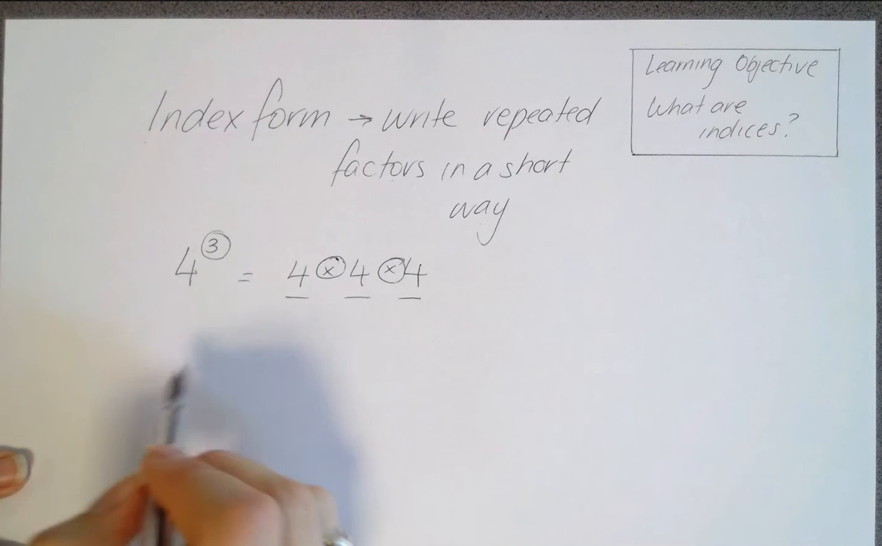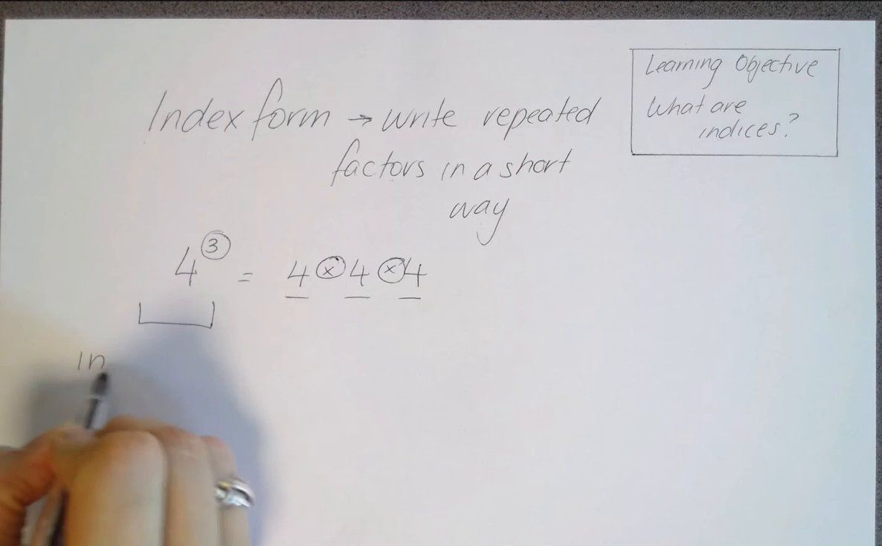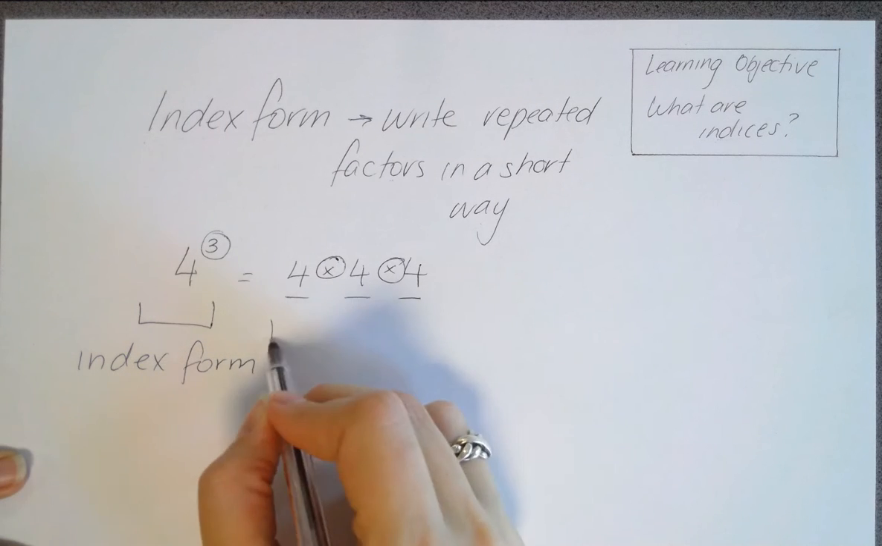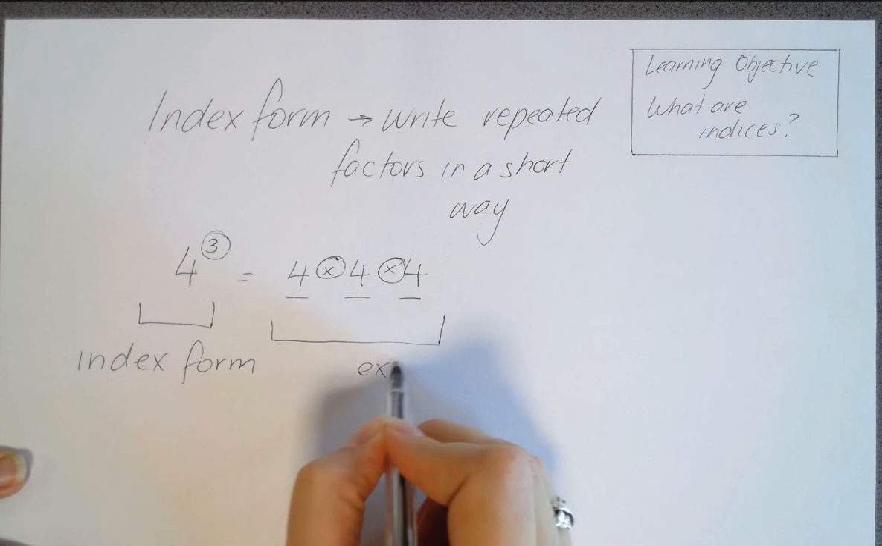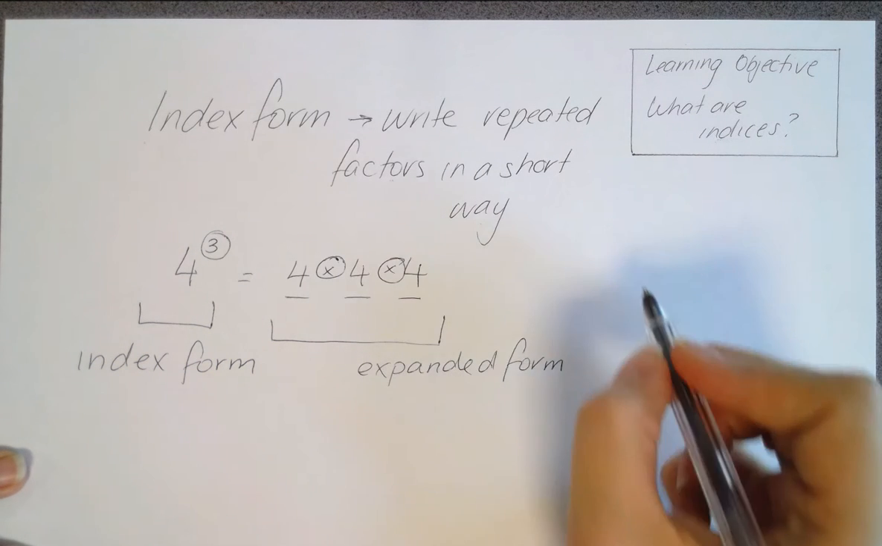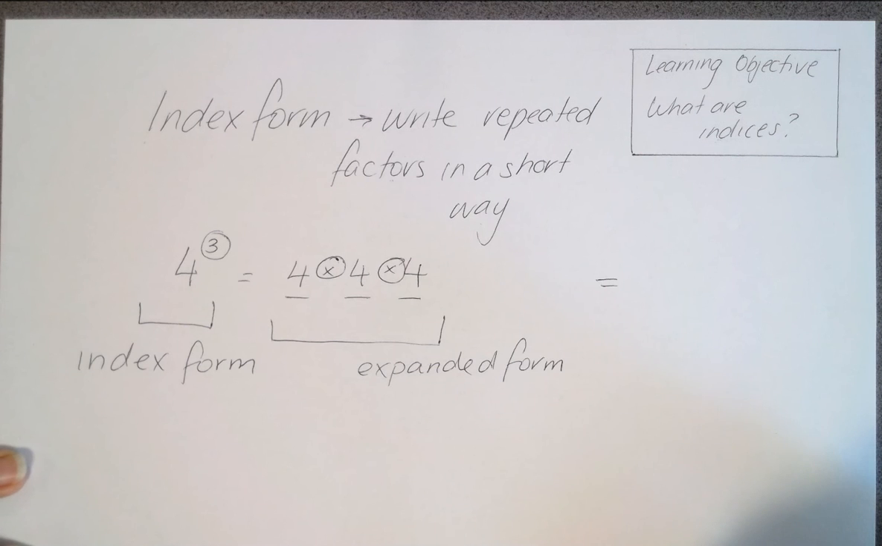Now we can write this in this form, which is index form. Or we can write it this way, which is our expanded form. We can also actually calculate that one out.